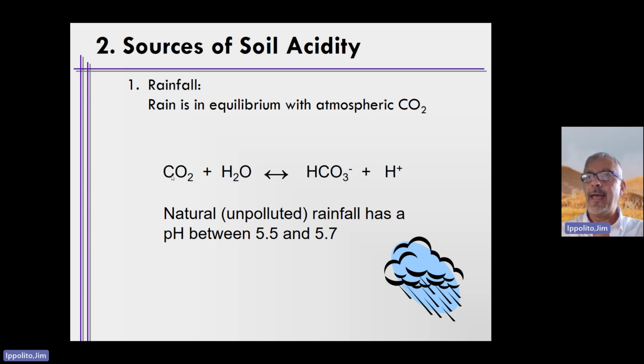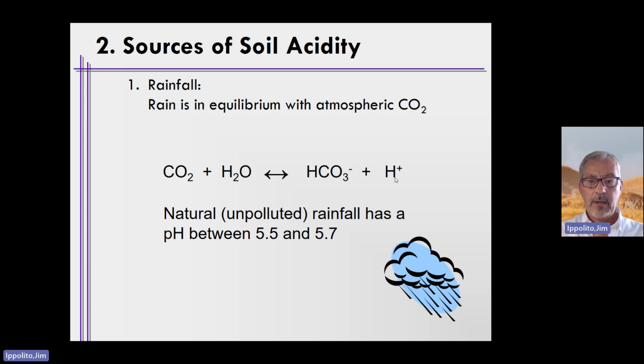Carbon dioxide in the atmosphere reacts with precipitation or rain, or moisture in the atmosphere, to form, and I skipped a step here, something called carbonic acid, H2CO3. Now, carbonic acid is a weak acid. And what do I mean by that? What I mean is it doesn't dissociate or break apart readily, but it can break apart to some extent. And when it does, it forms bicarbonate and a free hydrogen ion.